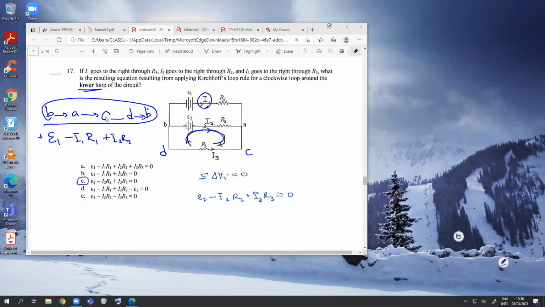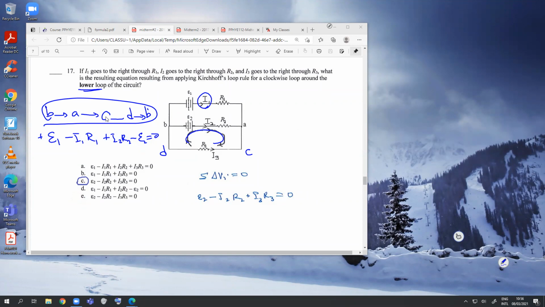Then you're crossing the battery from positive to negative, so it is minus E2. So I think the C is the correct answer, right? Okay. To R3. Yeah. Is it 3?